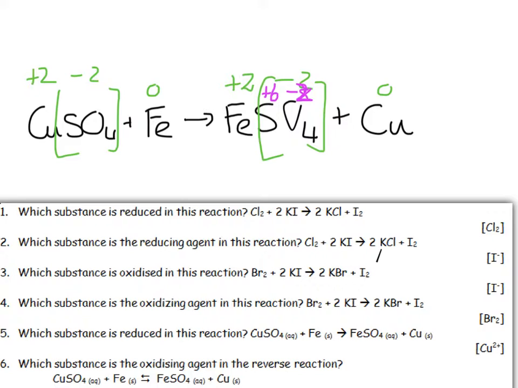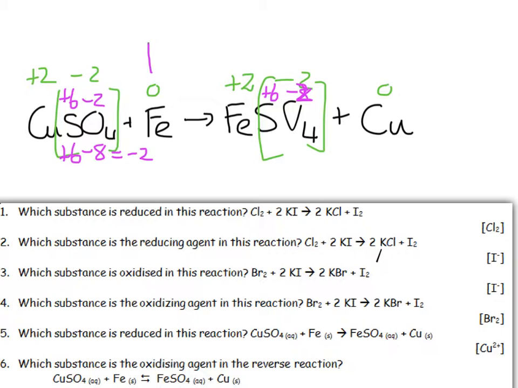Here, let's do that working again. -2 times 4 is -8. The sulfate ion alone has to equal -2, so that's +6. And there's only one sulfur, so it's +6. They ask me then which substance is reduced. Or let's quickly show exactly.